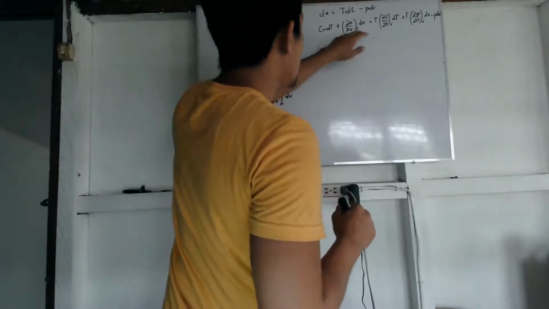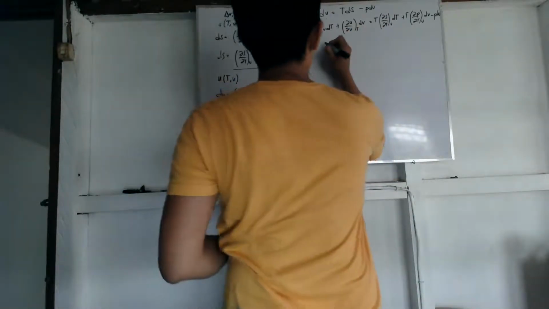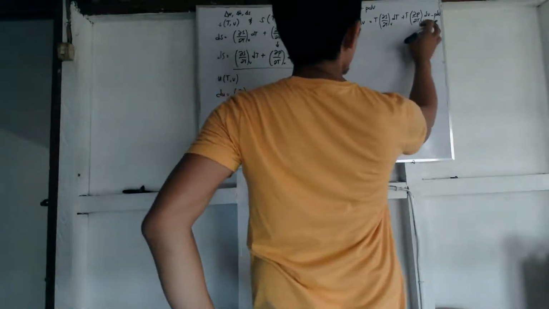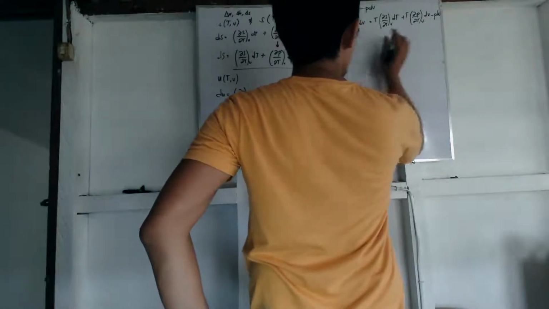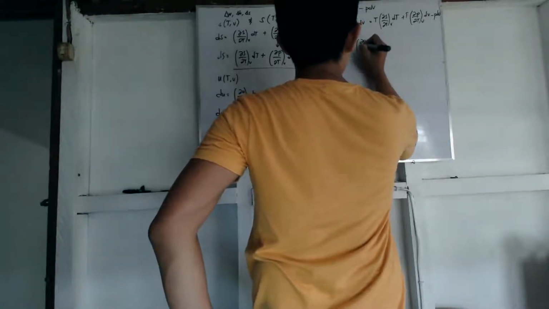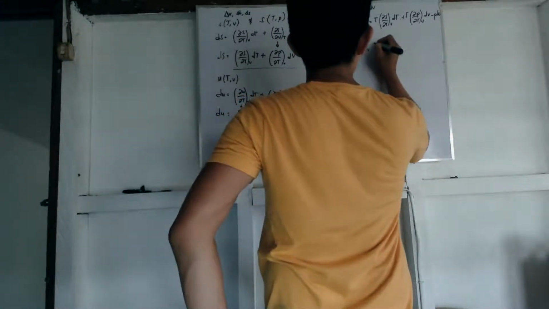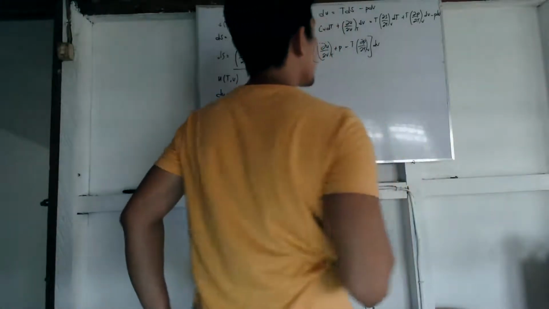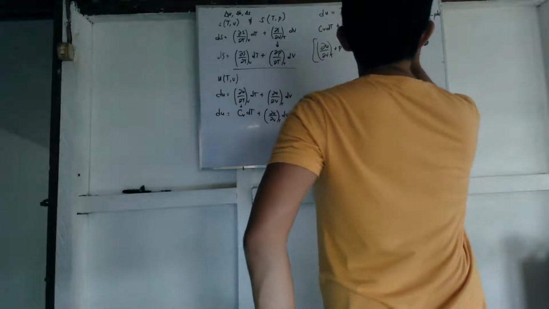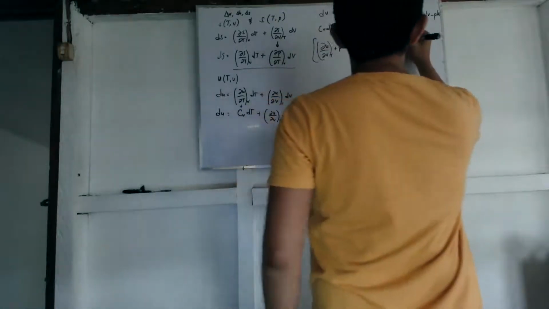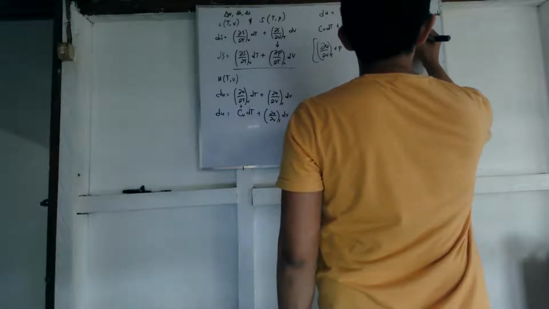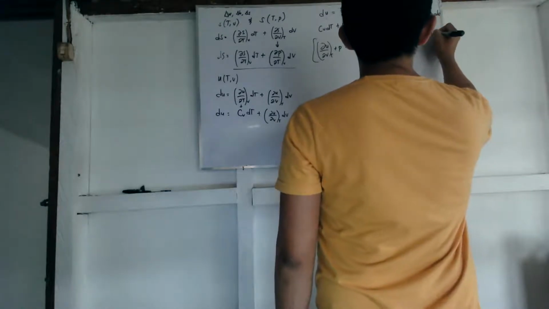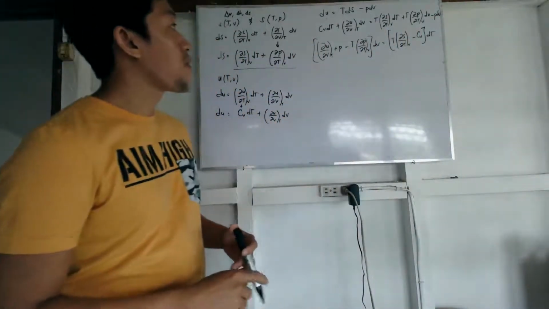And then we will collect all dV and all dT. So, we have partial of U with respect to V plus P minus T partial of P with respect to T dV equal to T partial of S with respect to T minus Cv dT. Okay?